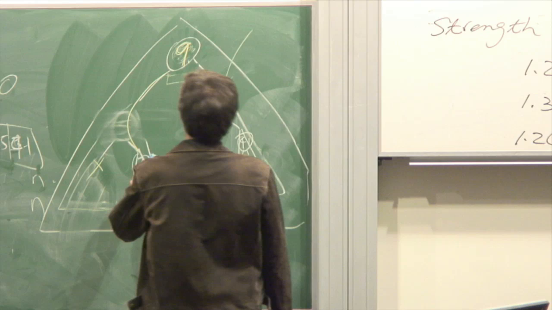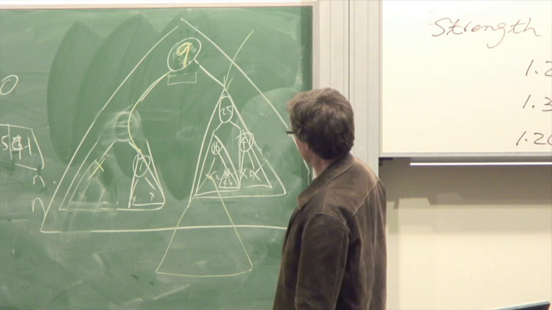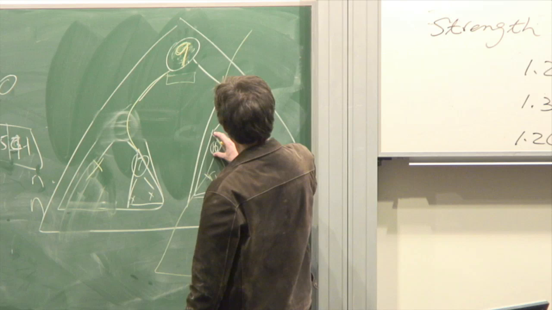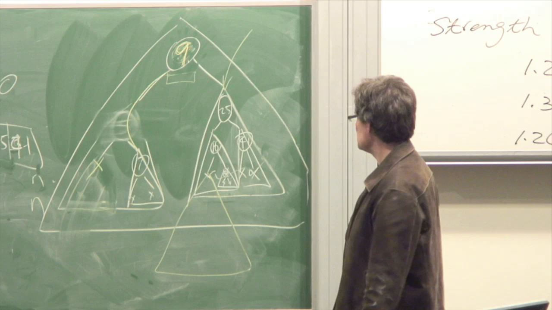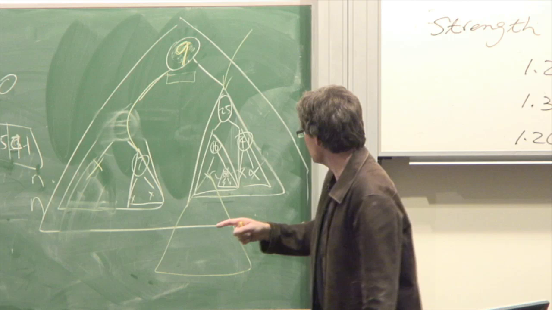What are we doing? Where are we putting it? Putting it up to 9 and deleting 9. So we're moving this node up to here. The problem is it's got a child. It's a good idea. I think you've got the right idea. We just got to have a few fiddles.